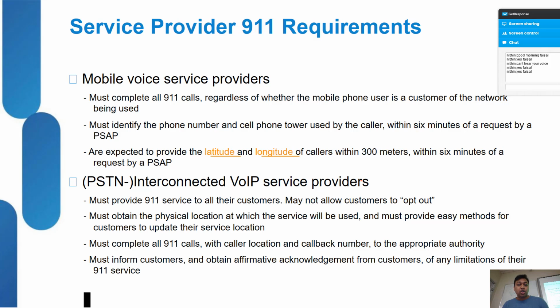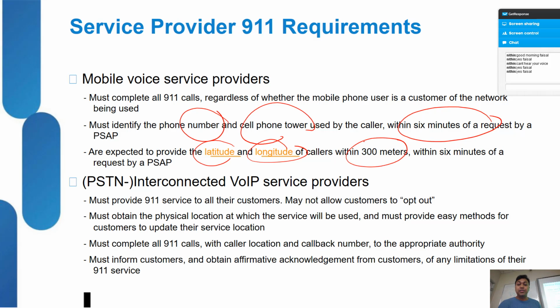Okay? So the service provider must identify the phone number and the cell phone tower used by the caller within 6 minutes of the request made by the PSAP. Service providers are expected to provide the latitude and longitude of the caller within 300 meters within 6 minutes of the request made by the PSAP.